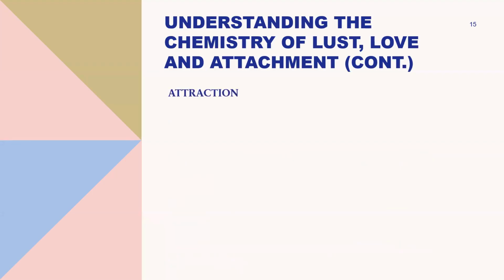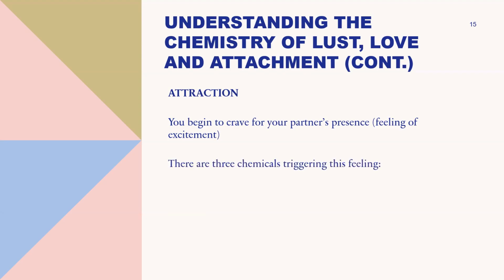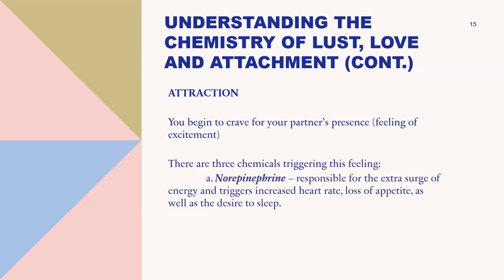So the second one is the attraction or the romantic passion. At this stage, you begin to crave for your partner's presence, the feeling of excitement, being energetic as you fantasize about the things you could do together as a couple. There are 3 chemicals triggering this type of feeling. We have norepinephrine, which is responsible for the extra surge of energy and triggers increased heart rate, the loss of appetite, as well as the desire to sleep. So your body is in a more alert state and is ready for action.